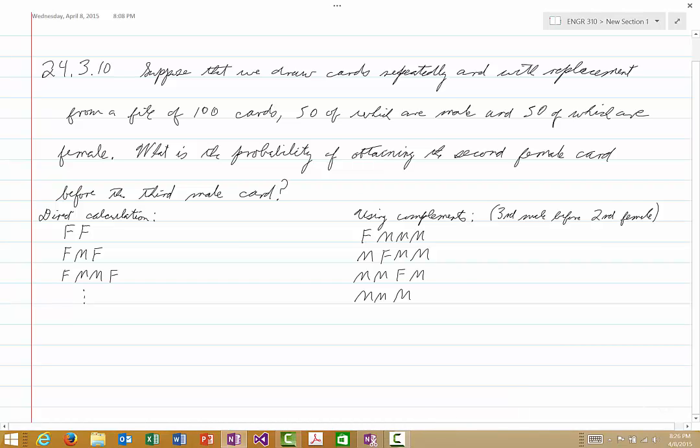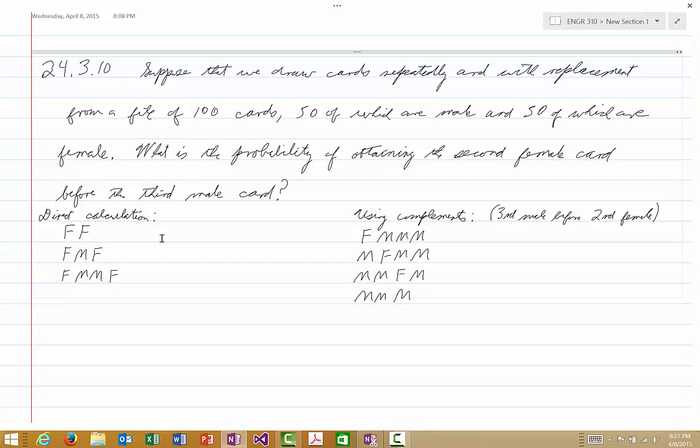Okay, so I'll start with the direct calculation, and let's erase these dots now and try to list all the other ways in which we might obtain the second female before the third male. So we have female, female. That certainly gives us the second female, in fact, even before the first male. Female, male, female, female, male, male, female. So I believe this exhausts all the possibilities in which the first card drawn is a female.